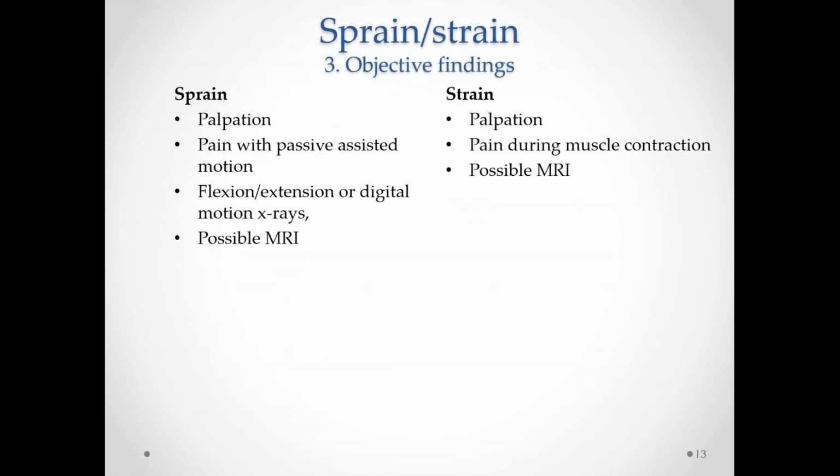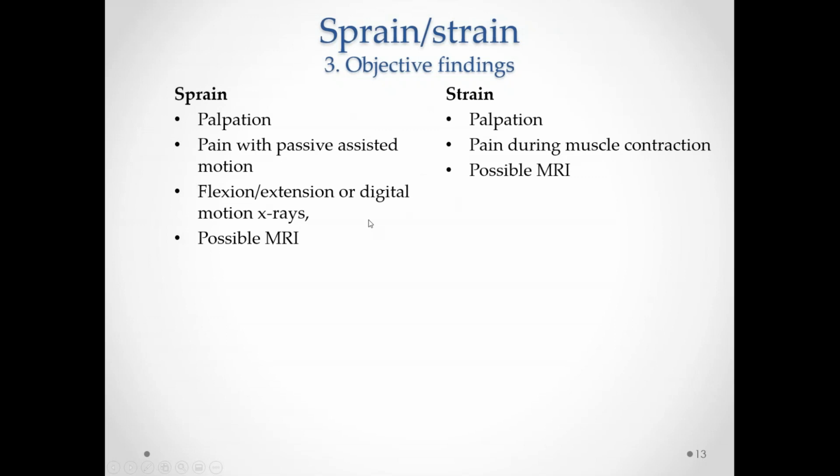And now, if I were to look at your objective findings in your note and you needed to support a diagnosis of a sprain, I would expect to see palpation, pain with passive assisted motion, maybe flexion extension or digital motion x-rays, maybe an MRI. If you diagnose them with a strain, I would like to see palpation, pain during muscle contraction, and maybe an MRI. The difference here is that sprains are ligaments which can't contract, so it would be passive motion, and with strains it would be active muscle contraction because it affects the contractile tissues that have been damaged.